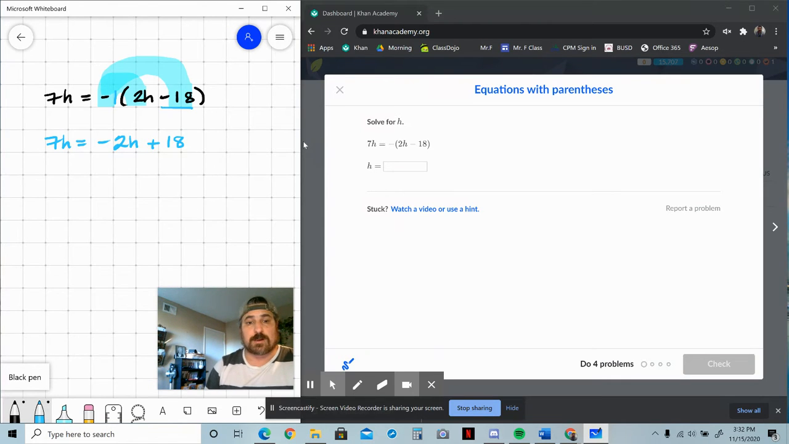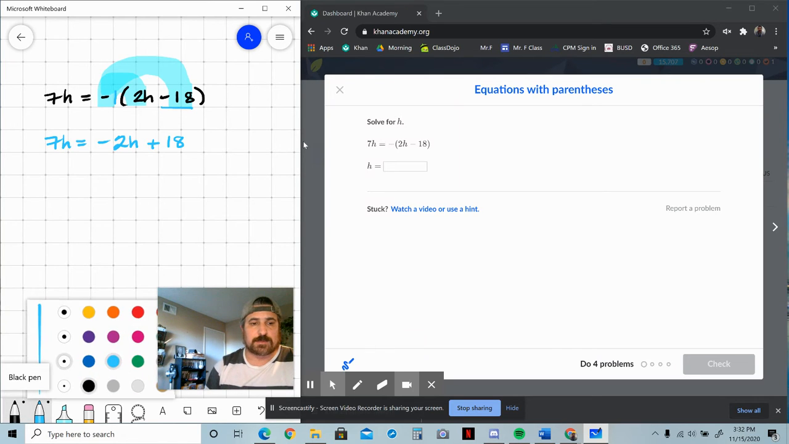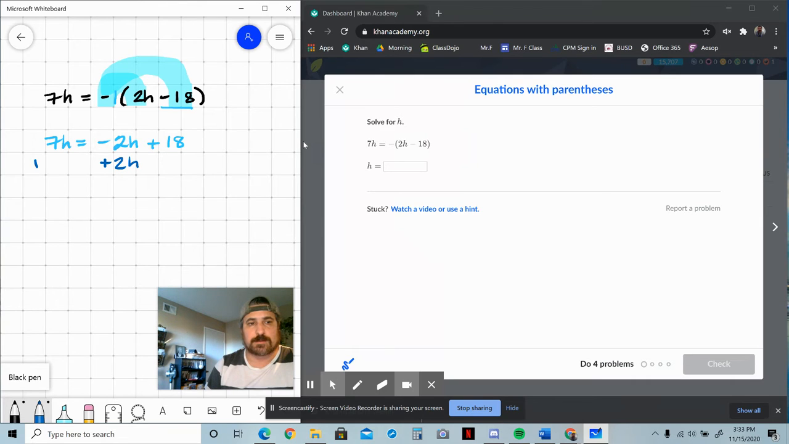Once you've done this, you want to get all your variables to one side. So I'm going to move the negative 2h to the other side. I would then switch to a different color here. We're going to add 2h to both sides. This becomes a 0 pair. So I show that that is a 0 by circling it. 7h plus 2h is now 9h's. And 9h is equal to what? 18. So now I have the value of 9h is equal to 18.